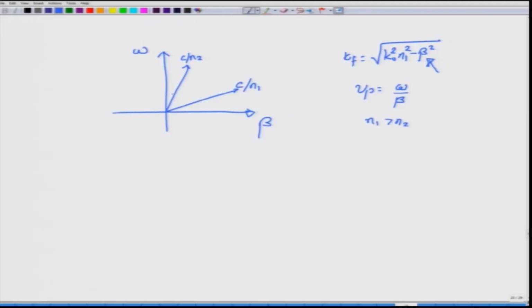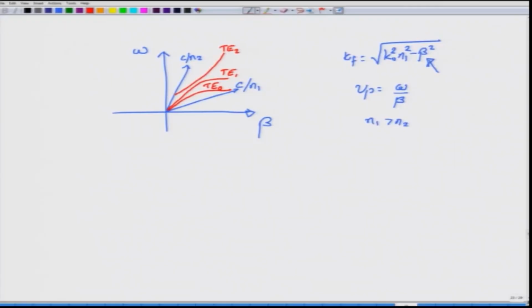As you start looking at the first mode, it will start at 0, but then eventually goes off to c by n1. So, as omega increases, the phase velocity of this fundamental mode starts to approach c by n1. Then you will also see that the next mode does something similar, but a different kind of curve. So, you can find out how these modes vary with respect to omega as you change the value of beta, or alternatively as you vary beta with respect to omega.